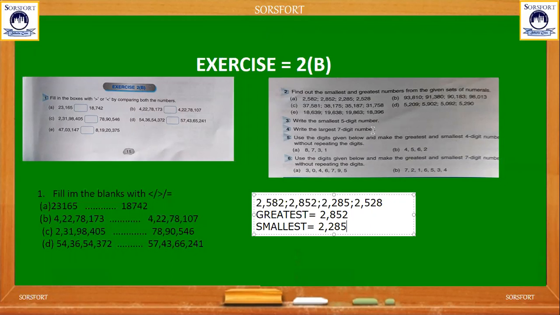Now write the smallest 5-digit number. The smallest 5-digit number is 1 with 4 zeros. In the same way, the largest 7-digit number is 7 nines.